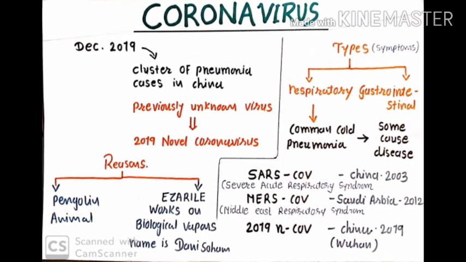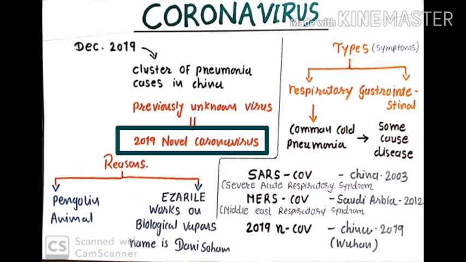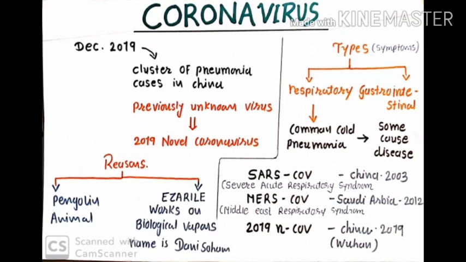In December 2019, a cluster of pneumonia cases appeared in China. It was a previously unknown virus, but in 2019 it became known as the novel coronavirus. Then we discuss the reasons behind its spreading. The first reason is the pangolin animal. The pangolin is the first founder of this coronavirus. The second is that Israel works on biological weapons, and during this time the virus is spreading.